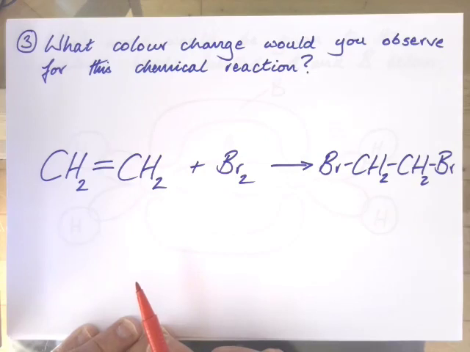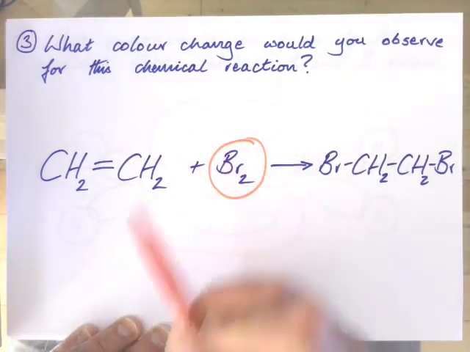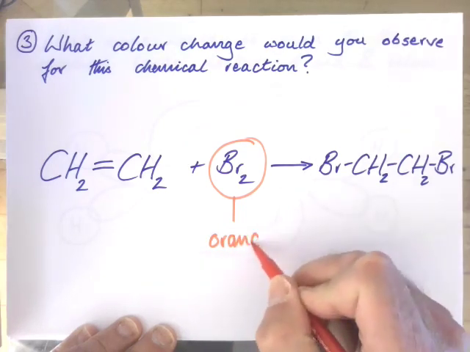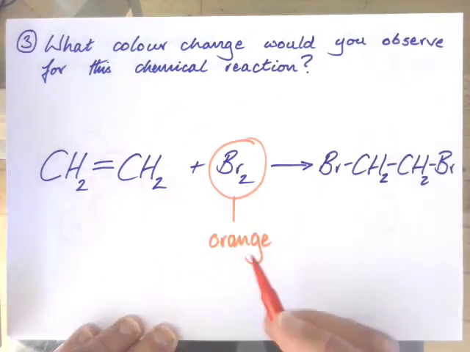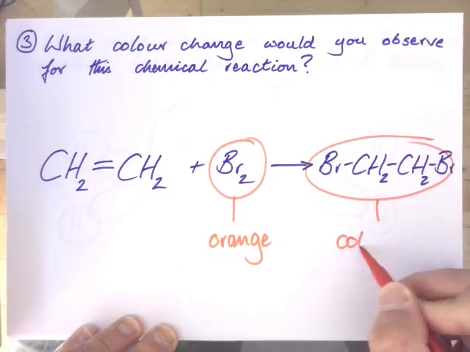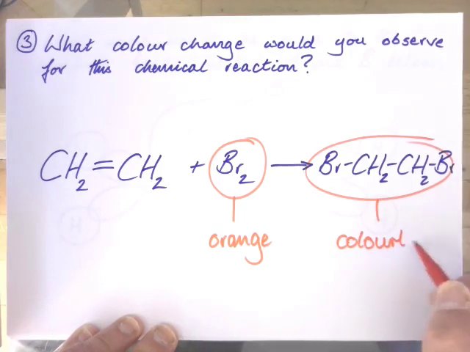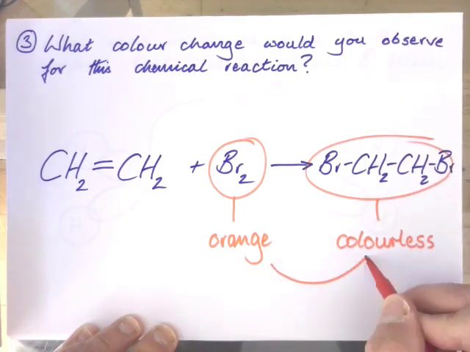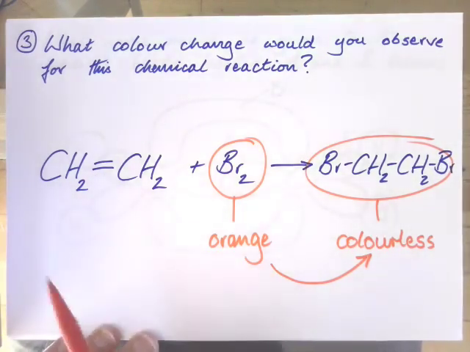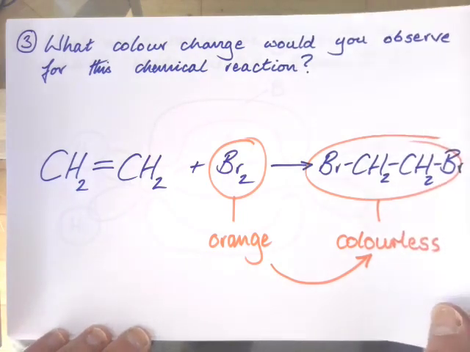Okay, so hopefully you've come up with an answer. Now this particular reaction is a very common test for an alkene, and the bromine, to start with, is orange in color. And when you add the alkene to it, the product is colorless. So the color change we're looking for here is from orange to colorless. And it's a very common test in order to test for a double bond. Orange bromine becoming colorless.